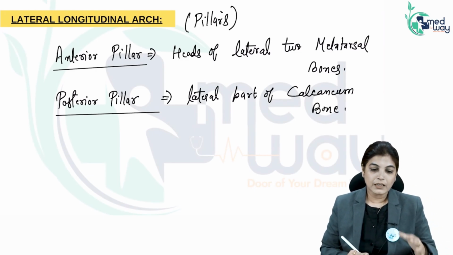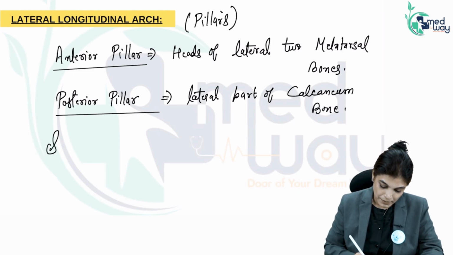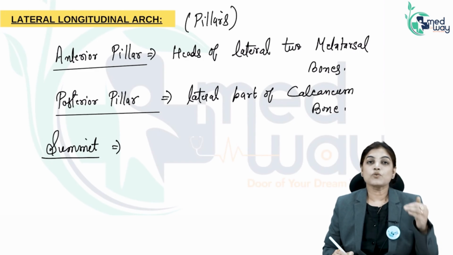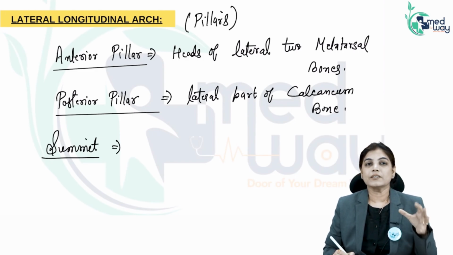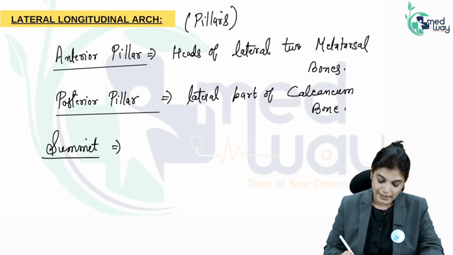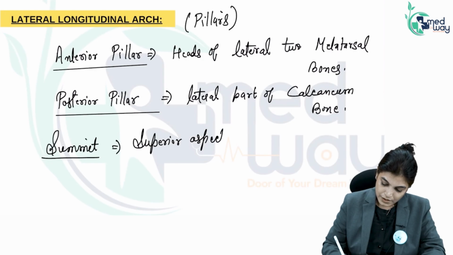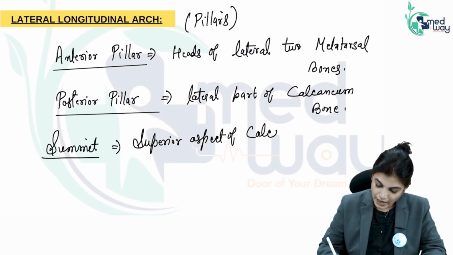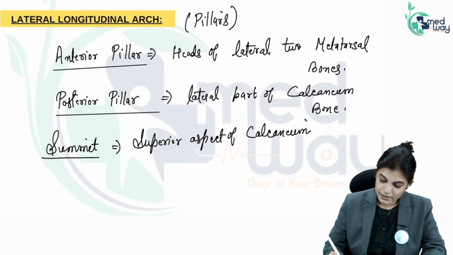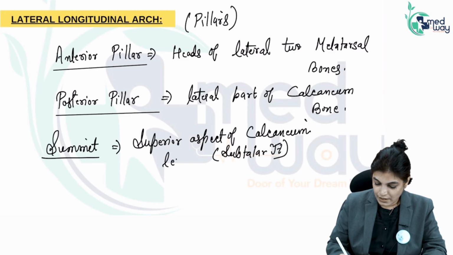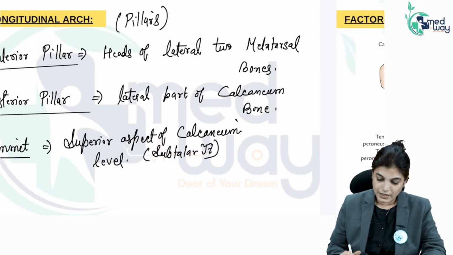Now, the other important point is to know the summit. The summit is formed by the superior aspect of the calcaneum bone, and it is at the level of the subtalar joint. So this is the level where the summit of the lateral longitudinal arch lies.